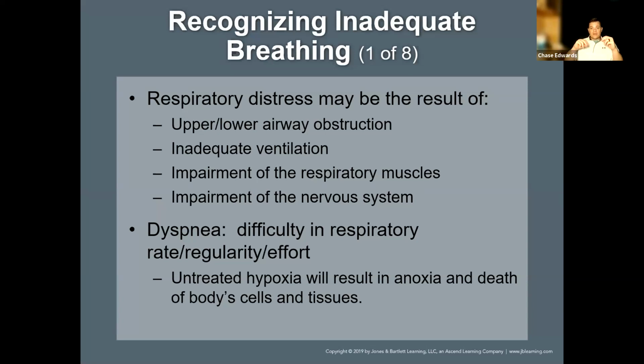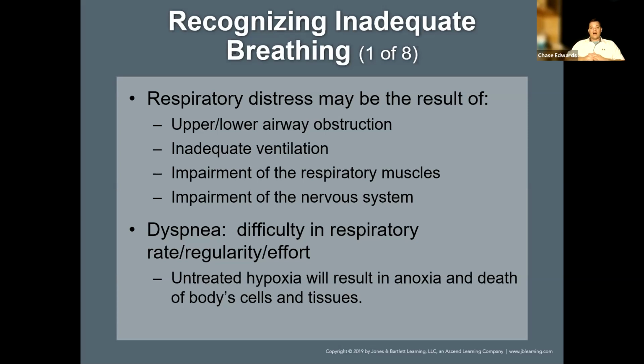So respiratory distress may be the result of upper or lower airway obstructions, inadequate ventilation, impairment of the respiratory muscles, or impairment of the nervous system. Any difficulty in respiratory rate, regularity, or effort is defined as dyspnea. Dyspnea may be the result of hypoxemia. What do you think hypoxemia is? Just think hypo-ox. We already know hypo means low oxygen, and then emia. So low blood oxygen, right? Or low oxygen in the blood.